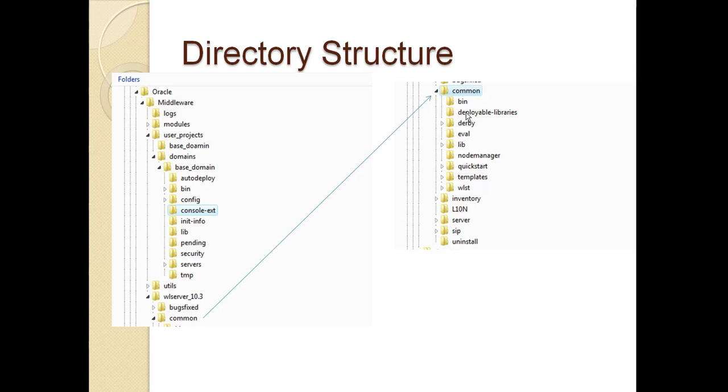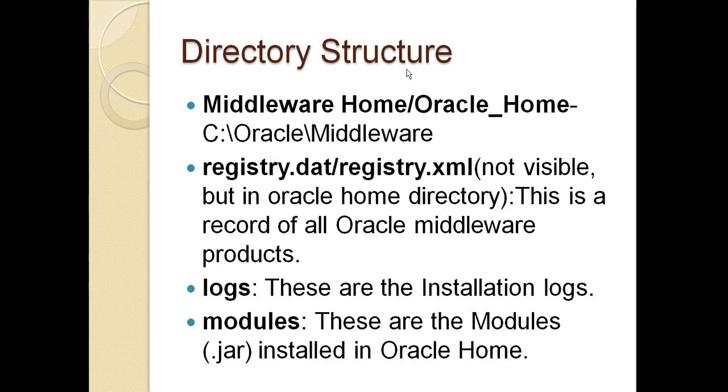So inside common you will find bin, deployable libraries, database and WLST, and node manager property files, and then you have servers. Inside servers also there are very important files, and you have uninstallation also. If you want to uninstall WebLogic, you will find it inside uninstall.